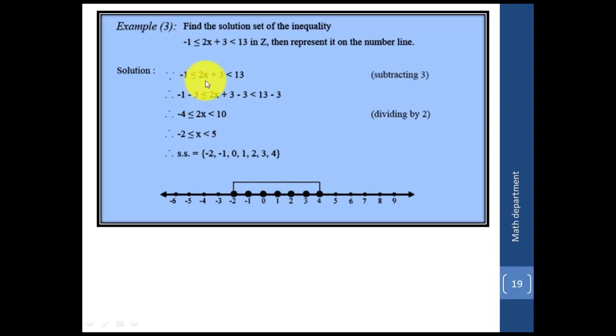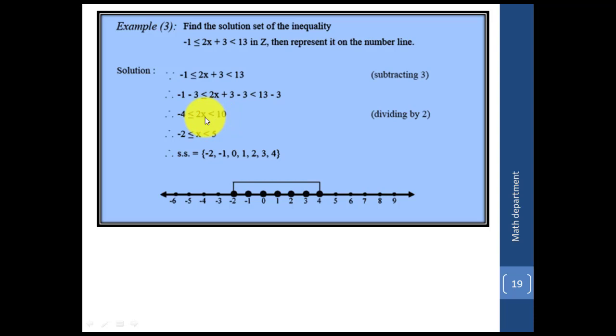At first, it is the same. I want the value of x. With x we have times 2 and plus 3. How can we cancel plus 3 at first? Minus 3 in the three sides, here and here and here. Yes, 3 is cancelled by negative 3, so the remainder is 2x. Here, negative 1 and negative 3 have the same sign: add the two numbers and put their sign, so this side will be negative 4. And here 13 minus 3 equals 10.